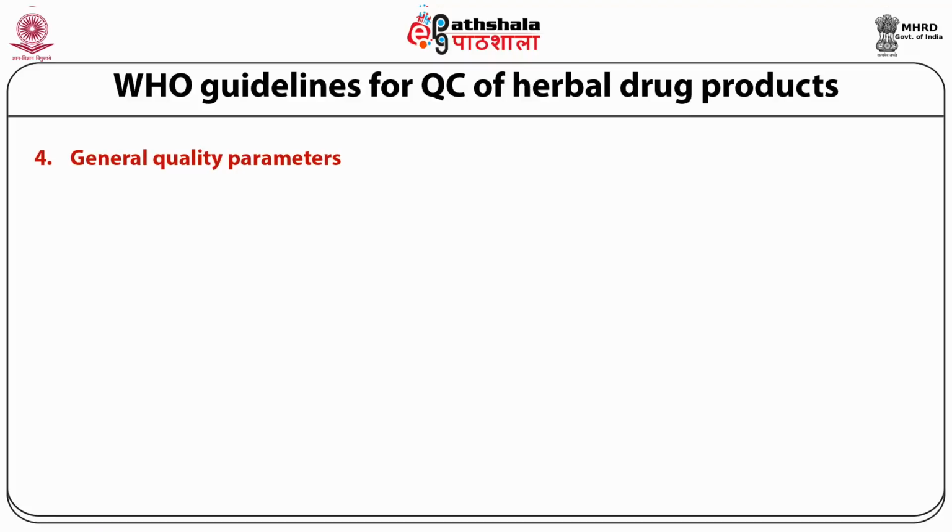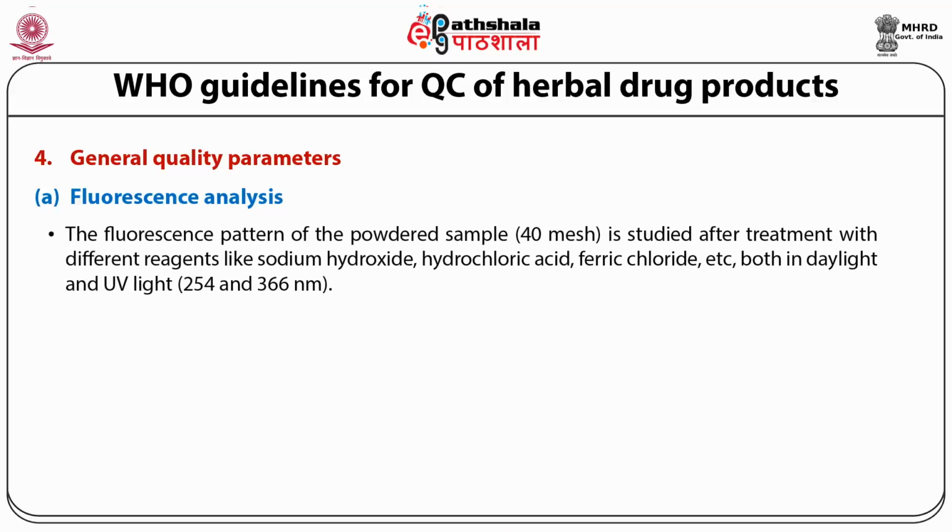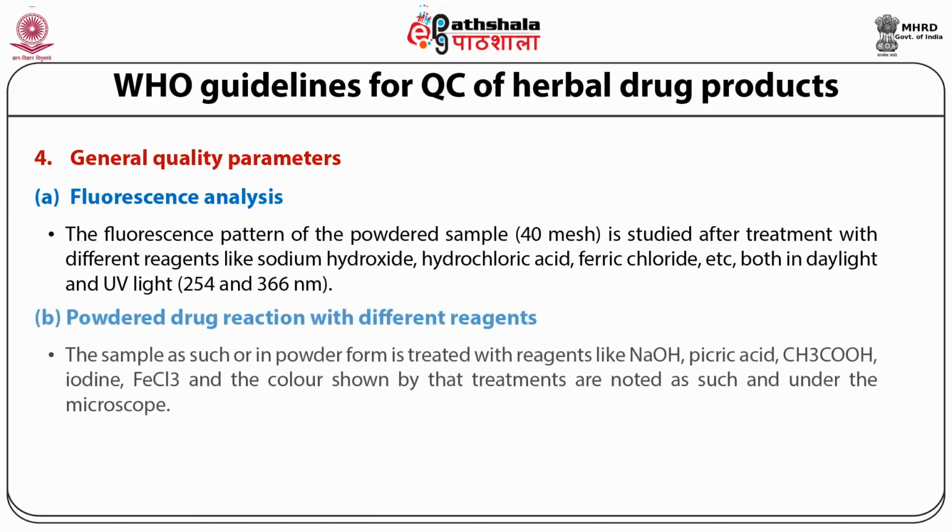As discussed earlier, these are parameters related to number 1, fluorescence analysis. The fluorescence pattern of powder samples is studied after treatment with different reagents like sodium chloride, sodium hydroxide, hydrochloric acid, ferric chloride, etc. in both daylight as well as UV light. The powders are also studied after reaction with different reagents.